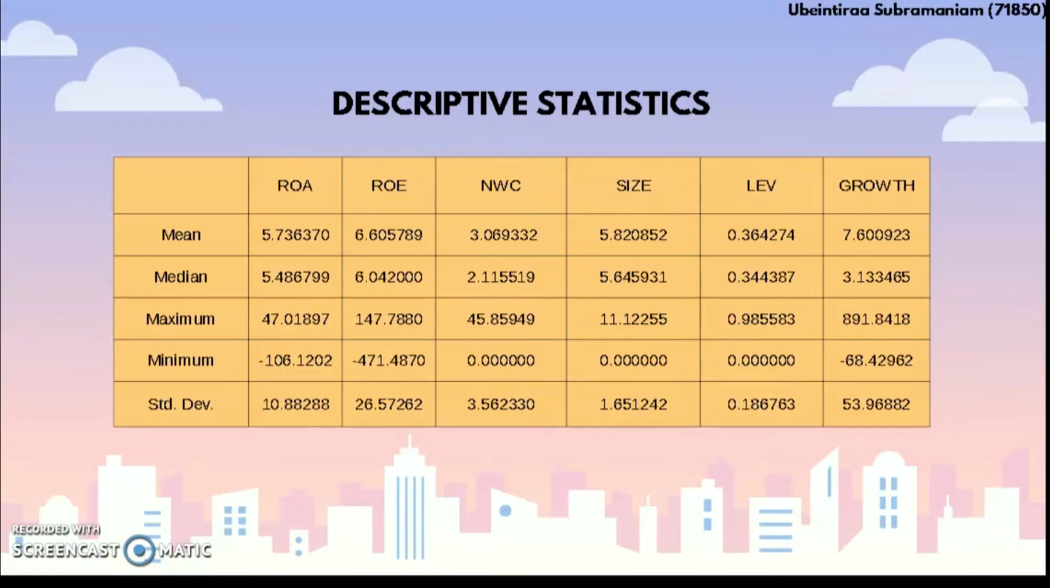The maximum values for ROA and ROE are 47.2% and 147.79% respectively. This indicates that the consumer products and services sector in Malaysia showed a higher ROE, with a maximum value of 147.79%.